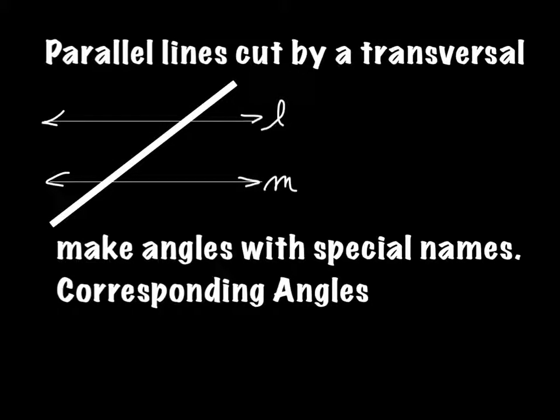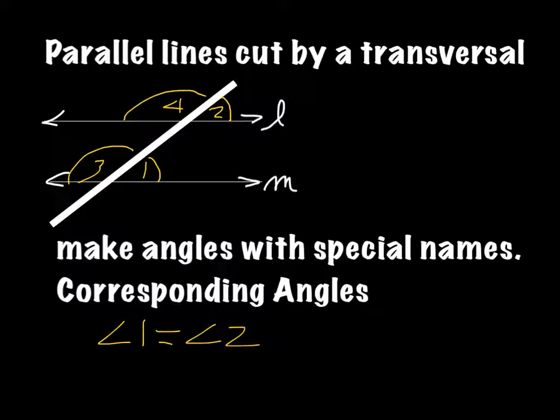There's also corresponding angles. These angles right here, angles 1 and 2, are corresponding. They are in the same position, but at two different intersections. And those angles have to be the same size. Angles 3 and 4 also have to be corresponding. They also have the same angle measurement. And that's because parallel lines are traveling in the same direction. So angle 3 must be the same as angle 4.